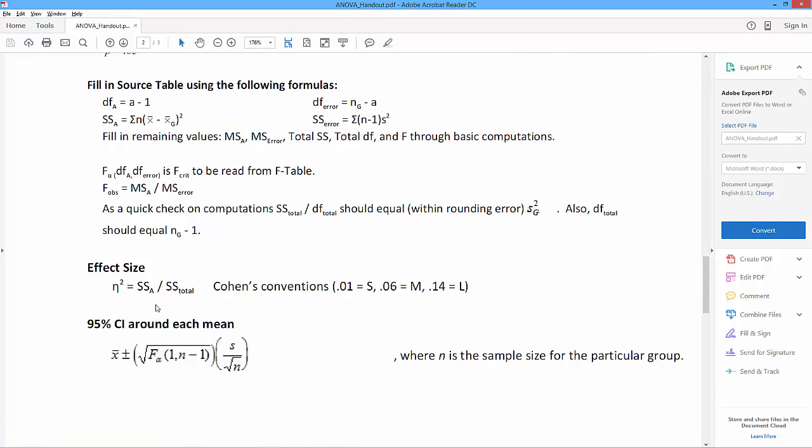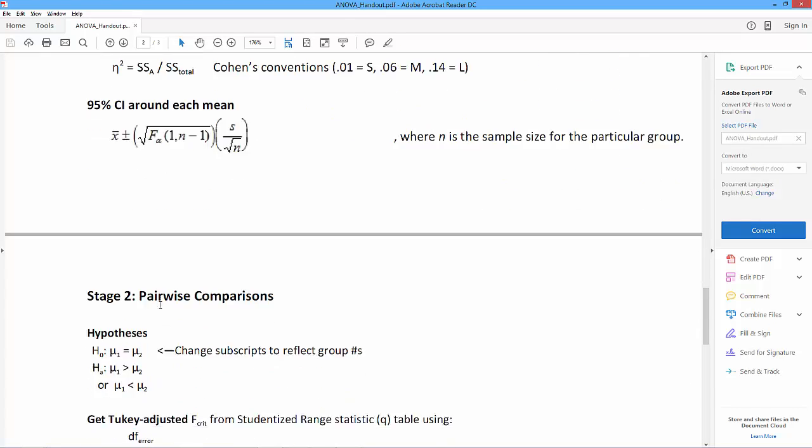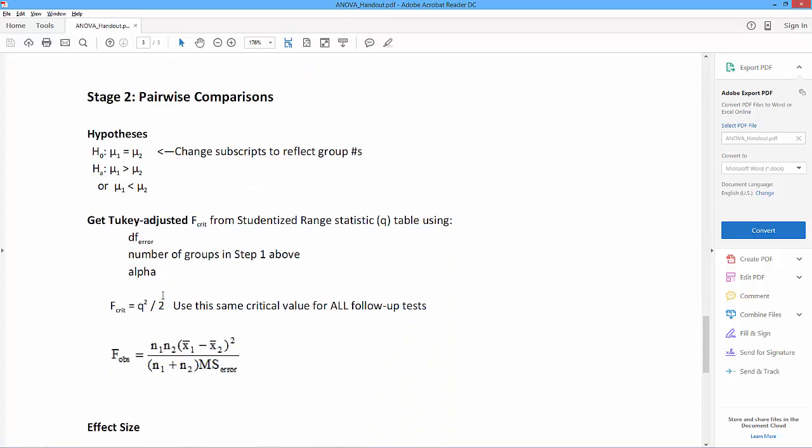Scrolling down here, we've gotten the effect size, we've got the 95% confidence interval, and now we move on to the pairwise comparisons. These are like little mini independent samples t-tests. So we're going to look at 2 means at a time. In practice, you would look at all 3 pairwise comparisons: group 1 versus group 2, 1 versus 3, and 2 versus 3. But for our sake here, we're just going to work through one of these to demonstrate how it's done. And we'll also get the effect size for that particular comparison.